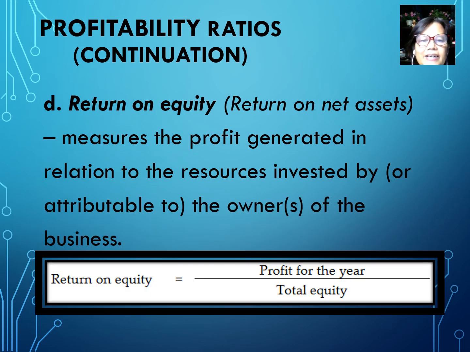Next, letter D, return on equity, return on net assets. Okay, this means the profit generated in relation to the resources invested by the owners of the business. The formula is return on equity is equal to profit for the year over total equity. Okay, what percentage represents the net profit to the total equity of the investor or the businessman?